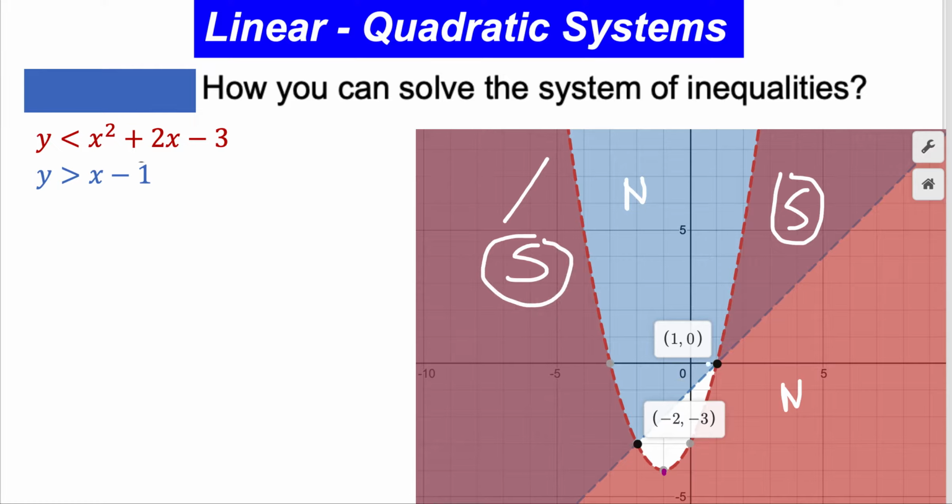So x is from 1 to infinity, but does not include 1, and from negative infinity to minus 2.